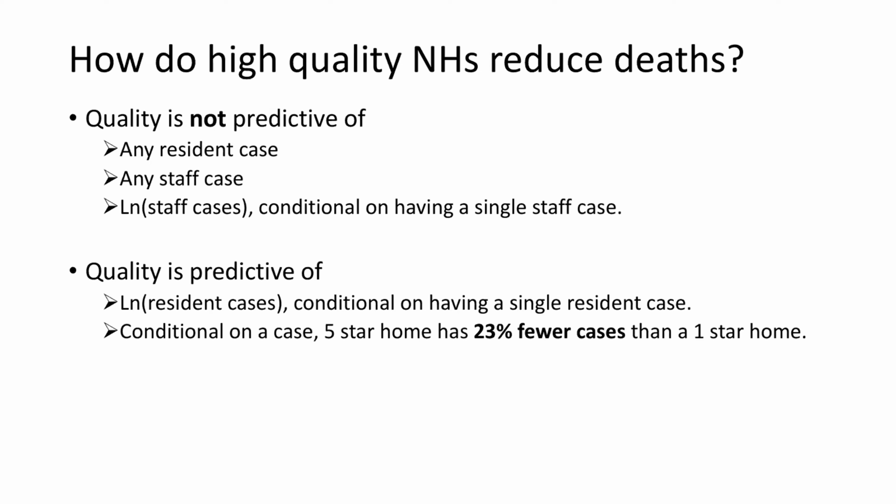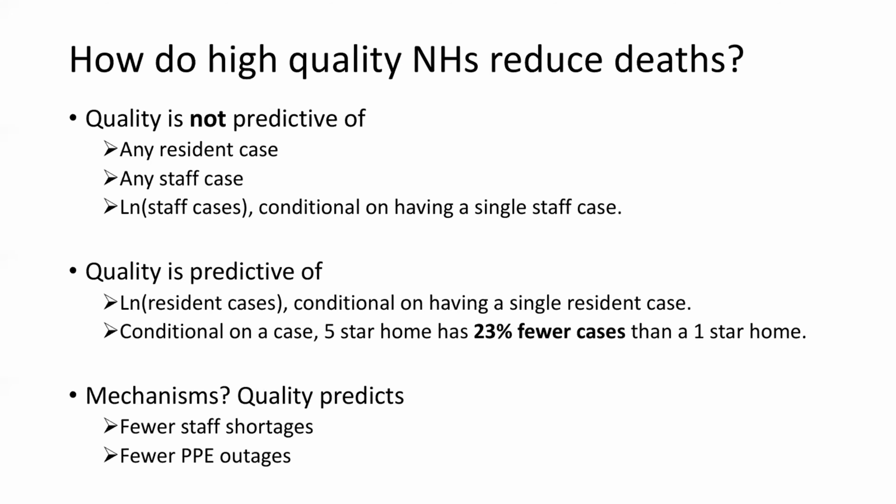That still begs the question, how are they doing this? And we're limited in the data in terms of what we can actually see. What we can see are things like how many staff shortages the facility had during the pandemic, and whether they've had any PPE outages across a bunch of different PPE metrics. And we can say very confidently these relationships are really strong: high quality facilities definitely have fewer staff shortages and fewer PPE outages.